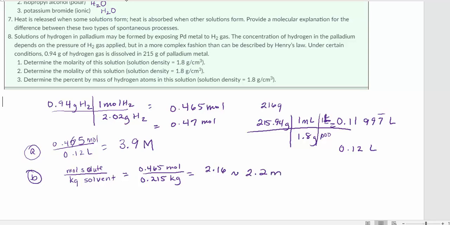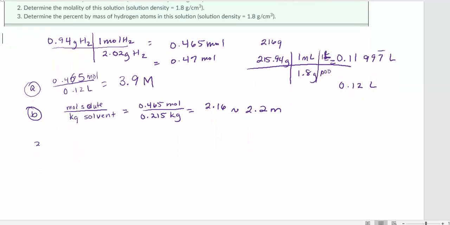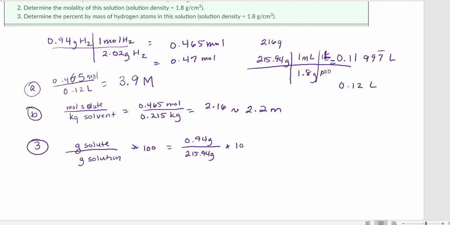Now for C, in order to determine the percent mass of hydrogen atoms in this solution, we need the grams of the solute and we need the grams of the solution, not solvent, but solution. Then we're going to multiply that by 100. So the grams of my solute divided by the total grams of my solution. Again, I'm not going to round this one in order to avoid additional error. And then I get 0.44%, if I keep my 2 sig figs, 0.44% of hydrogen.